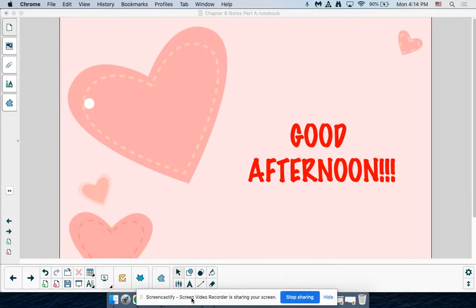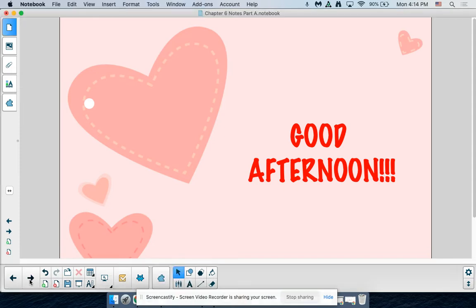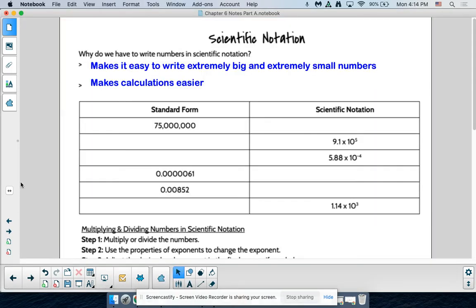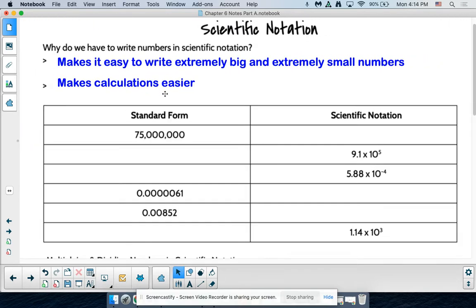All right, folks, we are on to scientific notation. There we go. All right. So scientific notation, I'm sure you've seen this at some point either in middle school and maybe even some of your science classes, depending on where you guys are at. But why do we have to write numbers in scientific notation?